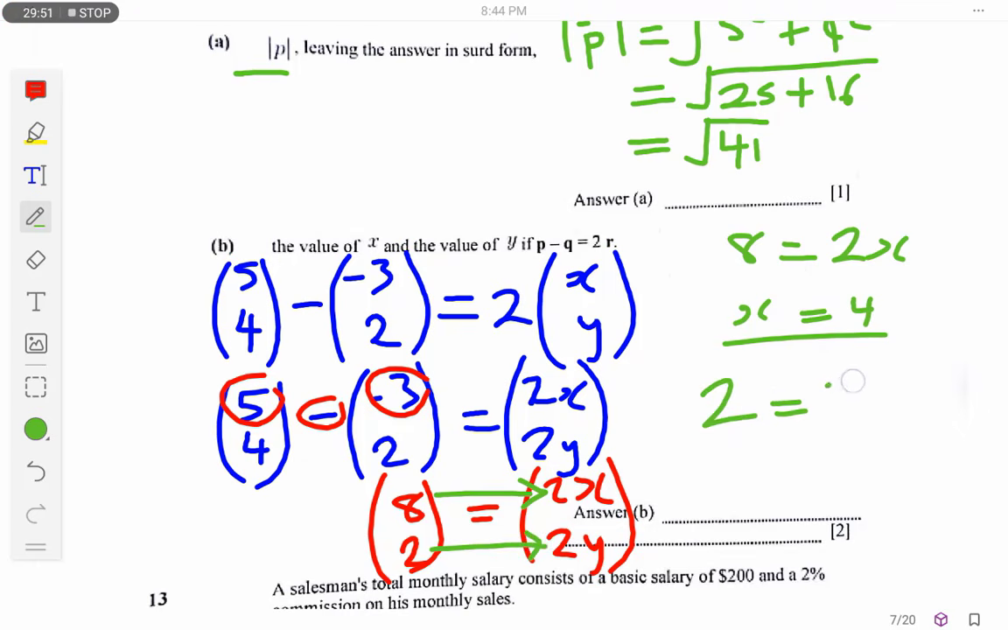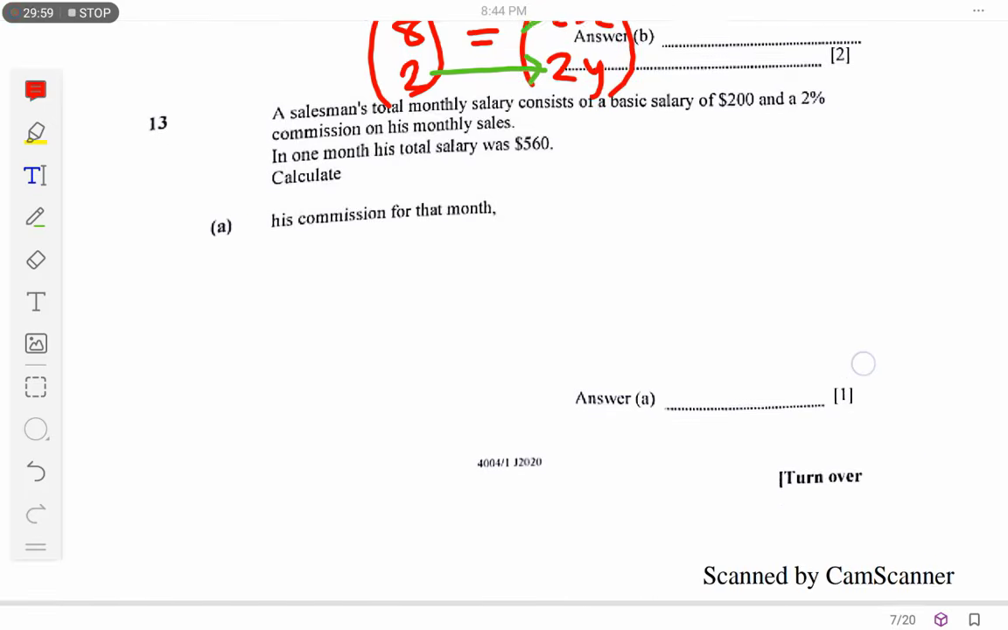2 is equal to 2y, so our y is equal to 1. We are done. That's how we solve that part of the question. Let's move on to the next question.